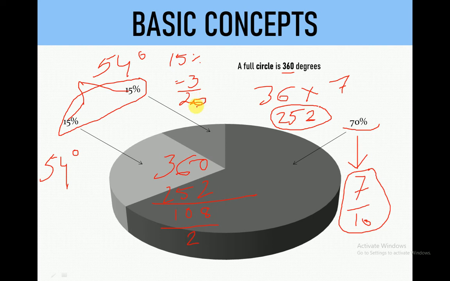So what is 3/20th of 360 degrees? Cancel this and you get 18. So 18 into 3 is what? 54. So this is how you find out the degree values when percentage values are given. Similarly, we'll see how to tackle the questions that we are going to solve today.